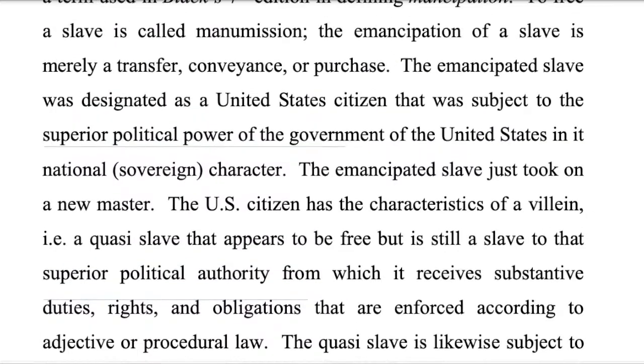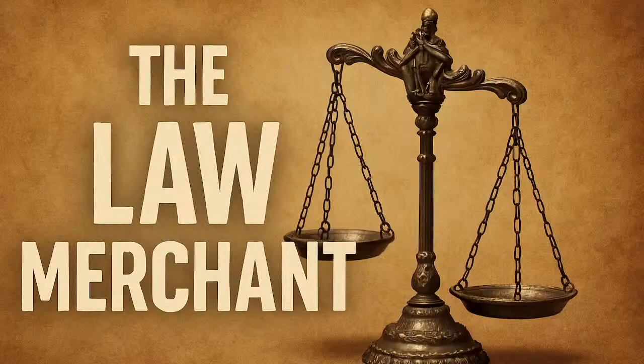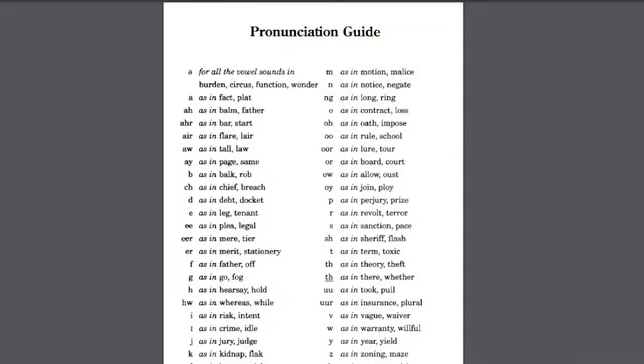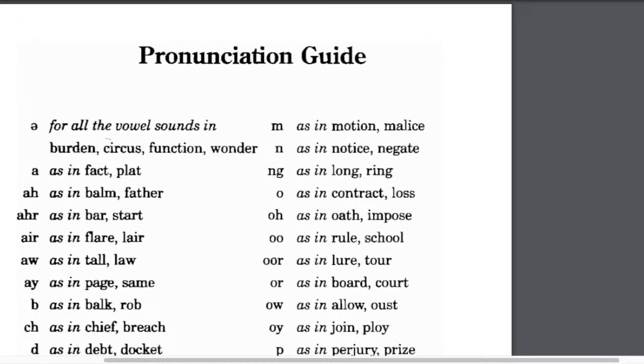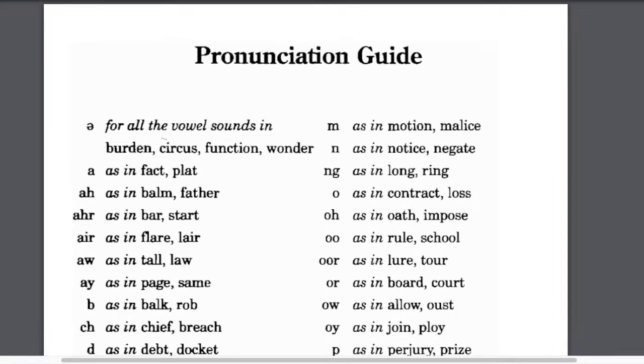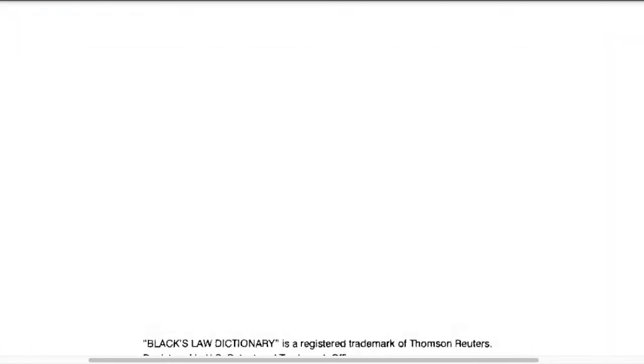So we get back here to manumission. To free a slave is called manumission. The emancipation is merely a transfer, conveyance, or purchase. And many may not be familiar with the term manumission, so this would behoove us to look over to Black's and look up the word manumission. Bear with me here because this is a scanned image and it searches very slowly. It's easier just to scroll to the page, but it'll take a second to catch up with our scroll. So let's get started. Manumission should be somewhere near the middle here.